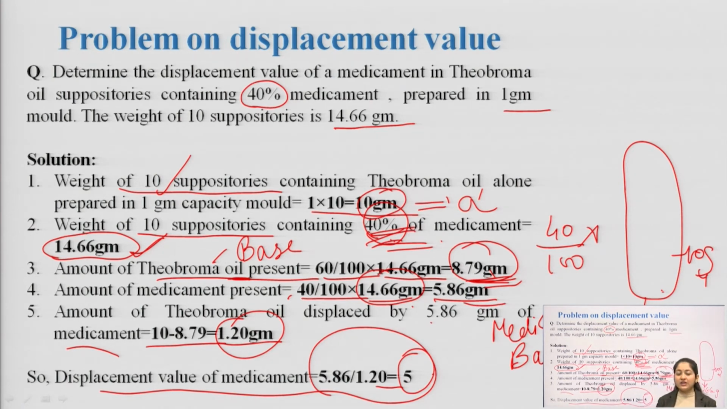Displacement value calculation is of prime importance when we are going to manufacture suppositories which have medication incorporated into them, because when we are making suppositories, it is very important to understand how much quantity of base you have added, how much quantity of medicament you have added, and how much of that medicament is displacing the base. So moving on to the next slide.